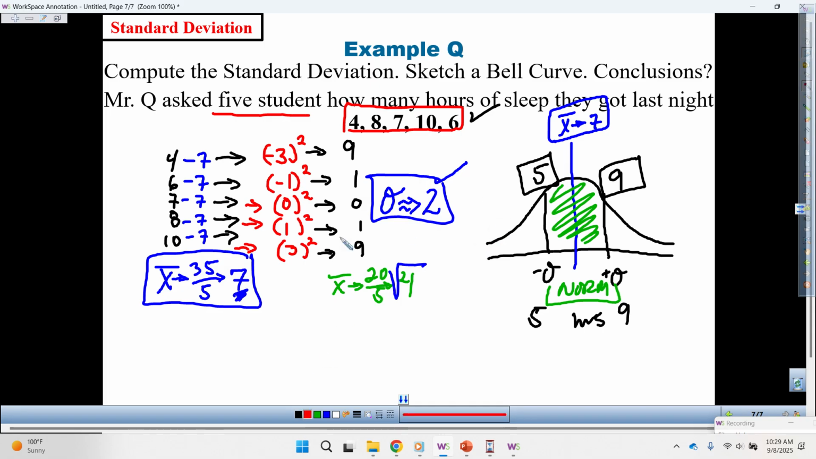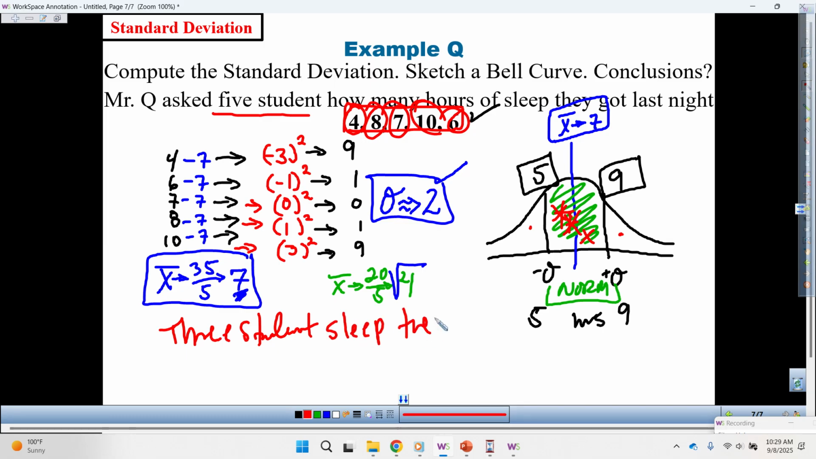Let's see. How many hours was this one for? Nope. It doesn't fall in here. It's somewhere over here. 4. How about 8? Yes, it's somewhere in here. How about 7? Yes. How about 10? No, it's over here. How about 6? Yes. So what would I write? 3 students sleep the norm, 5 to 9 hours.